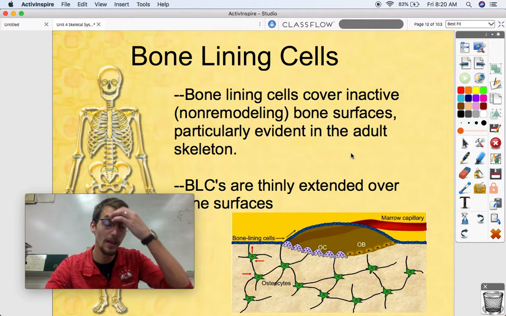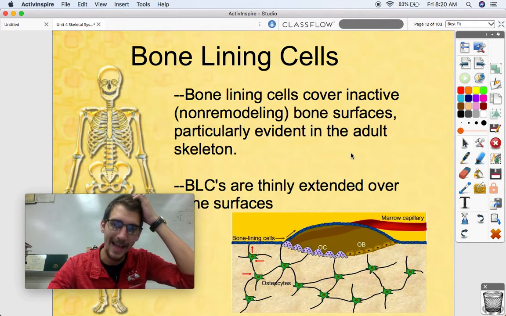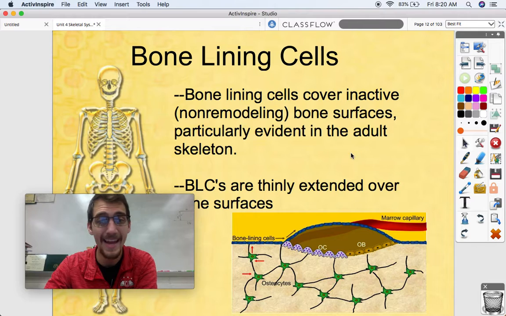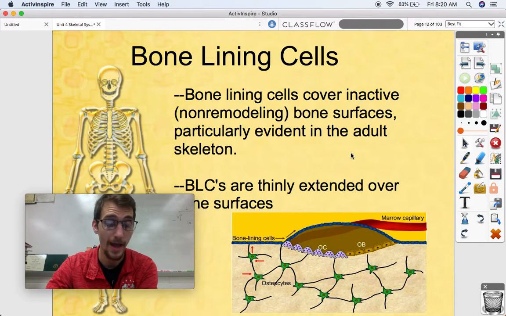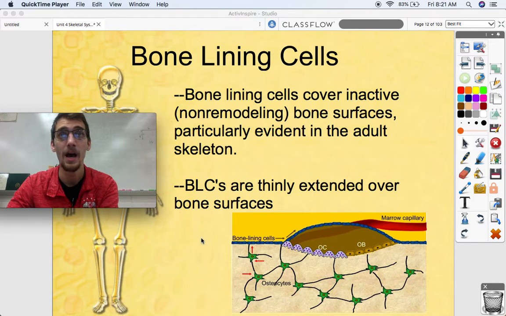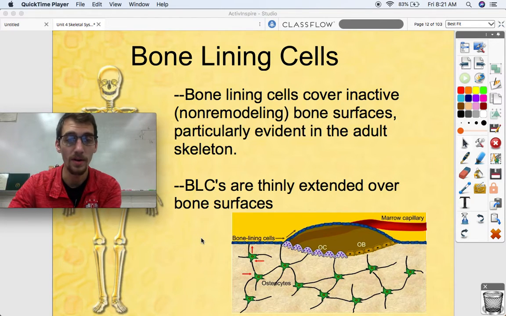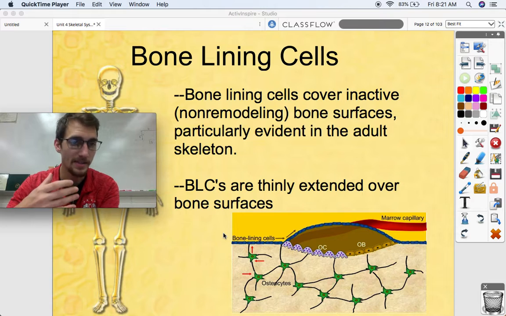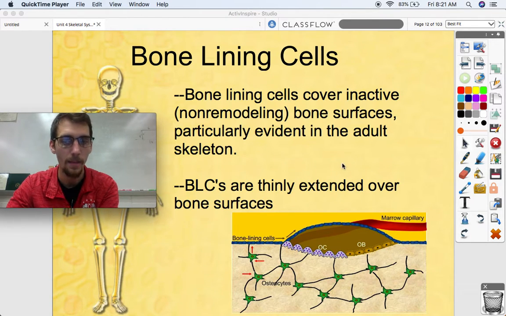Okay, and then finally the last type of cell is called a bone lining cell, and bone lining cells cover inactive bone surfaces. And you can find them more in the adult skeleton. So as you age, your bone remodeling goes down, and obviously you're not growing anymore, so you're not ossifying more cartilage tissue like what osteoblasts need to do. So you're going to find more bone lining cells in adults. They cover inactive or non-remodeling bone surfaces. That's what they do, and they're thinly extended.